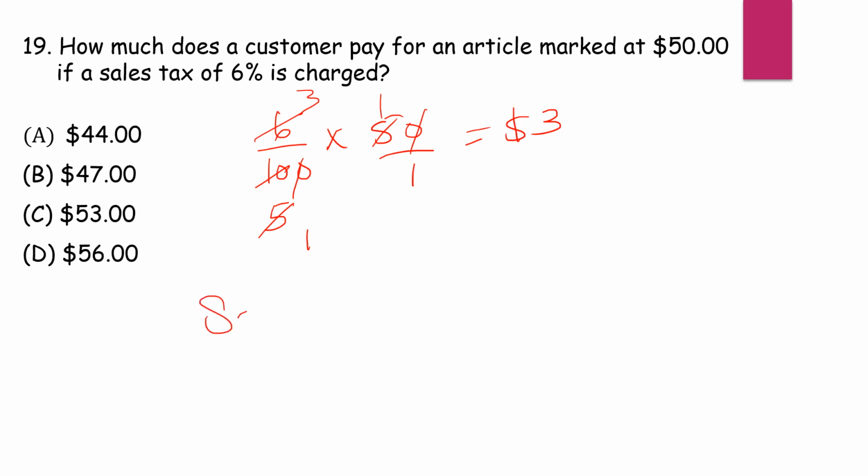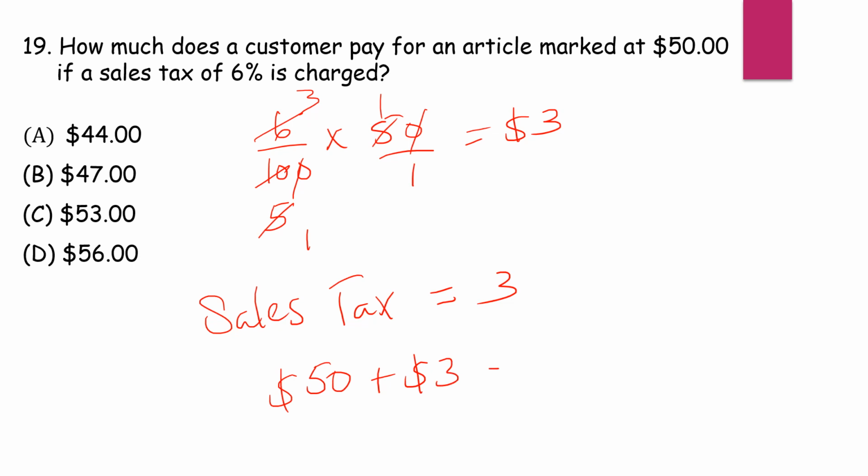So it's a sales tax. So we know we have to add that on. The sales tax is 3. So how much does a customer pay? So the customer will pay $50 plus the $3 sales tax will give us a total of $53. So the answer is C.